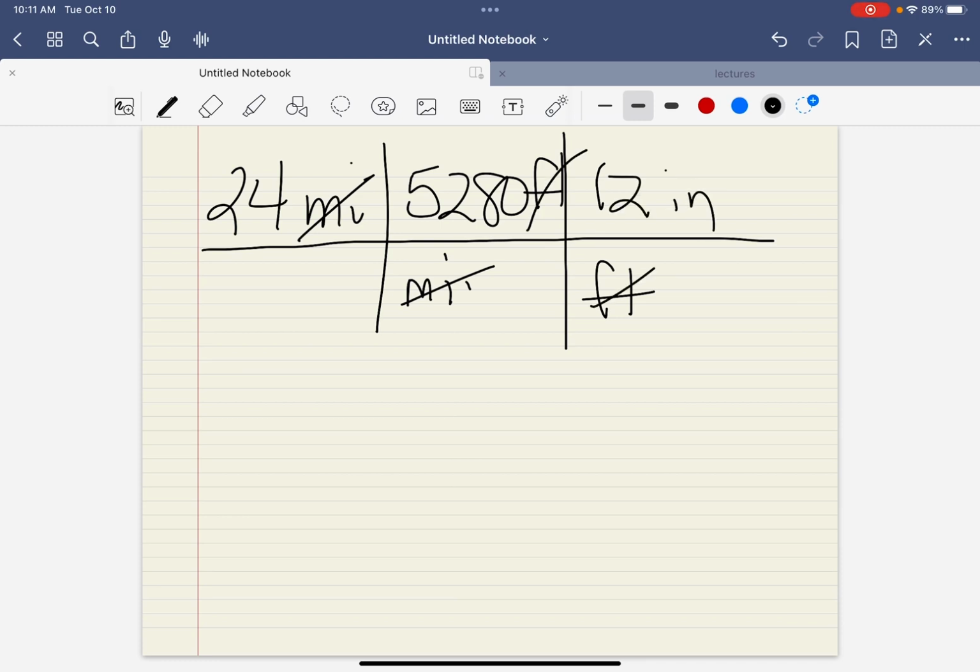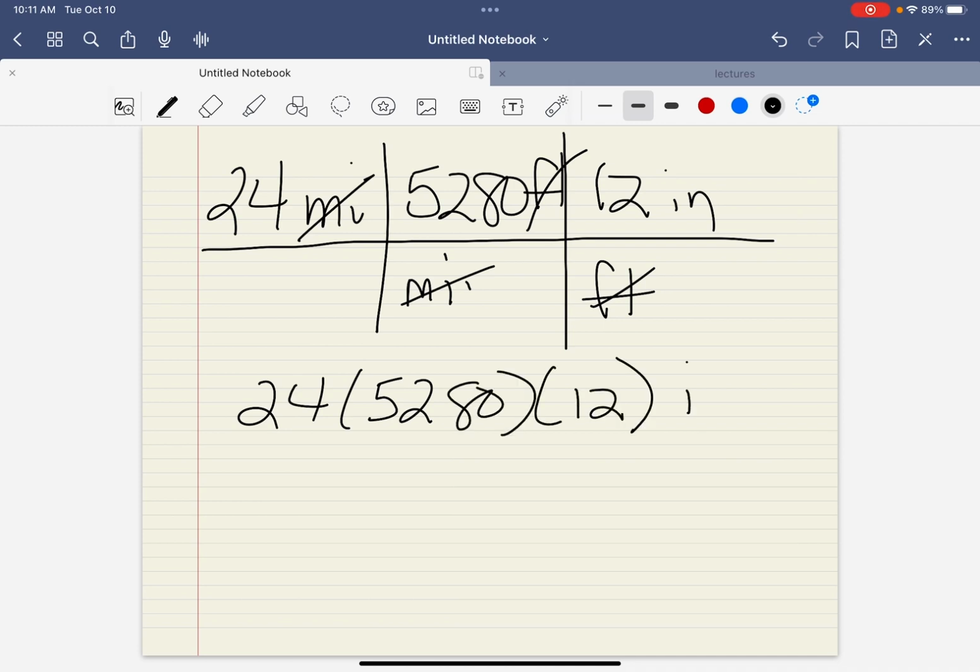Please don't multiply these out. It's a big waste of time to multiply them. Just put 24 times 5,280 times 12, and the units are inches. Just leave it like that. Don't multiply it out. All right.